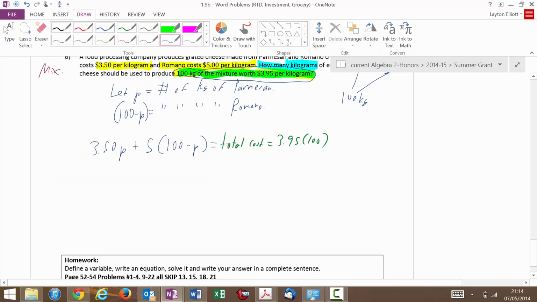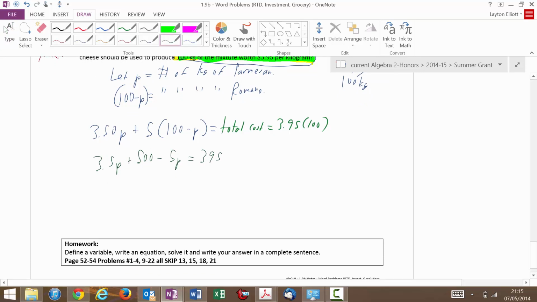So let's simplify that and clean that up. That satisfies step 2. But for step 3, let's just kind of move and simplify this down. 350p, or I should just say 3.5p, plus 500 minus 5p equals 395. Now, I don't typically like working with decimals, but we'll go ahead and subtract. 3.5 minus 5 is negative 1.5p, and then subtract this over, and I get negative 105. Now, I still don't like working with these, so we're going to cut the negatives. We're going to multiply both sides by a 10.